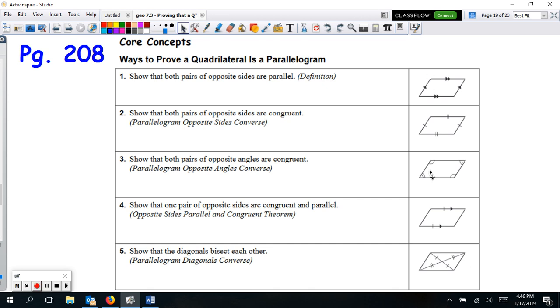So these are the 5 ways that we need to know that definitely show that a quadrilateral is a parallelogram. So a 4-sided figure, which is called a quadrilateral, is a parallelogram.